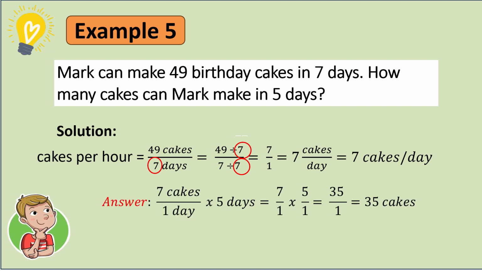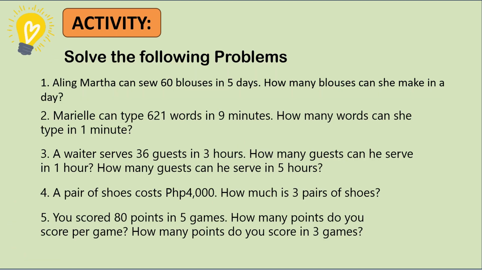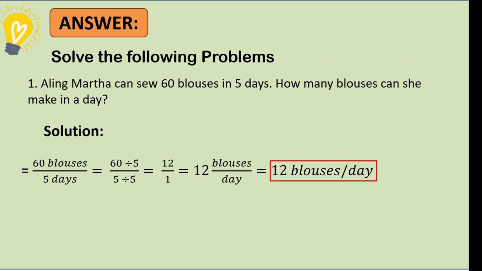We now multiply our unit rate of 7 cakes per day by 5 days to get the number of cakes Mark can make in 5 days. We cancel the day unit and get the product of 7 and 5 to get 35 cakes, which is our final answer. It's your turn. Try to answer the given activity. And here are the answers for the given activity.